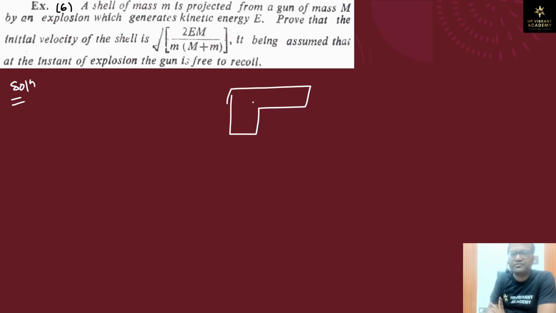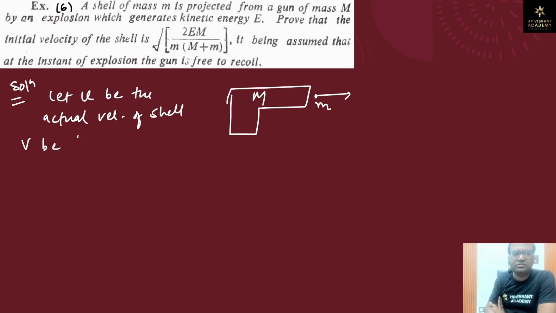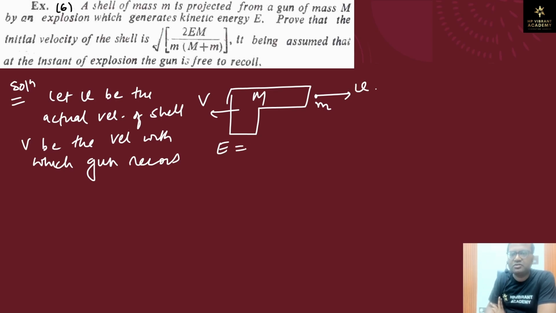Okay, so there is a gun like this of mass capital M, and there is a shell of mass small m. Let small v be the actual velocity of the shell, and capital V be the velocity with which the gun recoils. So the energy generated will be half mv square plus half of capital M into V square. Since there are no external forces acting in the horizontal direction, the momentum before firing will be equal to the momentum after firing. The momentum before firing is 0 and the momentum after firing is m into small v minus capital M into V.